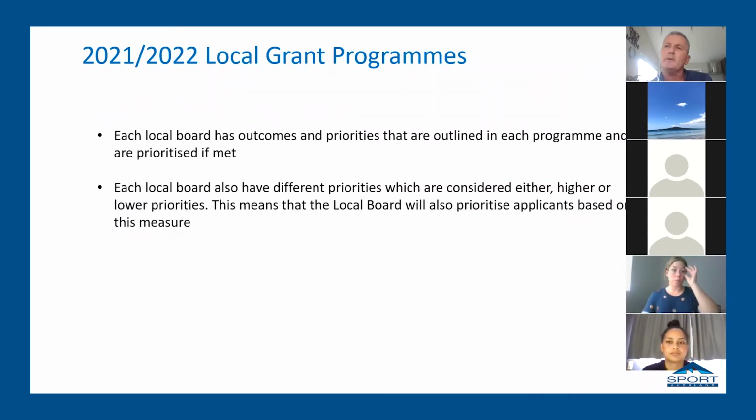So local grant programs. Each local board has outcomes and priorities that are outlined in each program and are prioritised if met. And each local board also has different priorities which are considered either higher or lower priorities. This means that the local board will also prioritise applicants based on that measure.